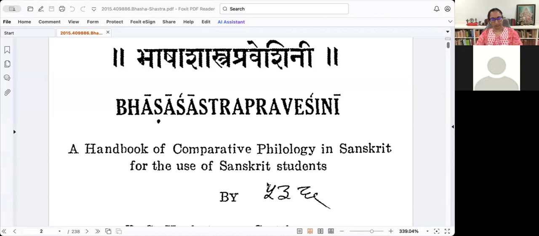Bhasha-shastra-praveshini. This is another comparative philology work. It is a very old study when compared to linguistics. Linguistics analyzes the language as such, the structure of the language, or the basis of the language. So it analyzes the grammar of the language and sees commonalities between languages. Linguistics goes more with the sound, etc., whereas Bhasha Shastram, or comparative philology, was the beginnings of linguistics.